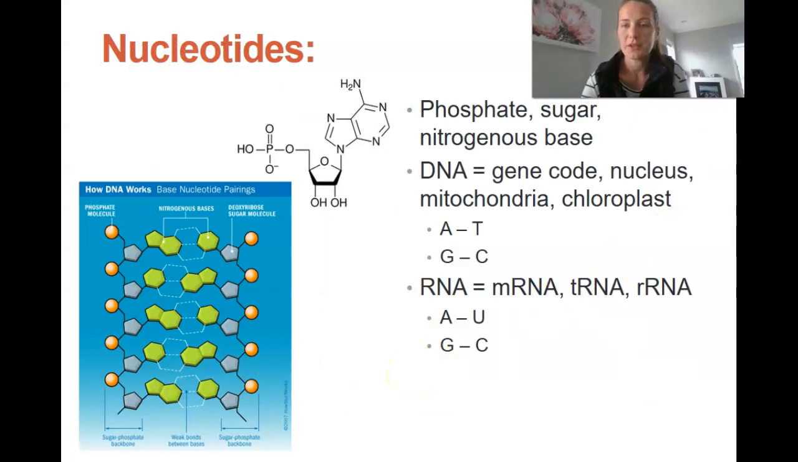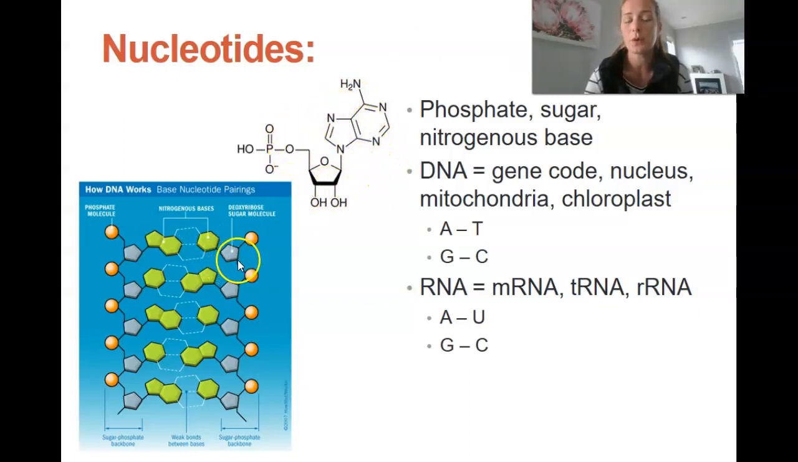Okay, looking at nucleotides now. So this is our nucleotide structure. You don't have to draw the chemical structure of a nucleotide, but you would be called upon to draw a simplified version of that. So being able to show the phosphate attached to that pentose sugar, which if it's RNA, it's a ribose sugar. If it's DNA, it's a deoxyribose sugar, and attached to a nitrogenous base. So that three-part structure to the nucleotide.